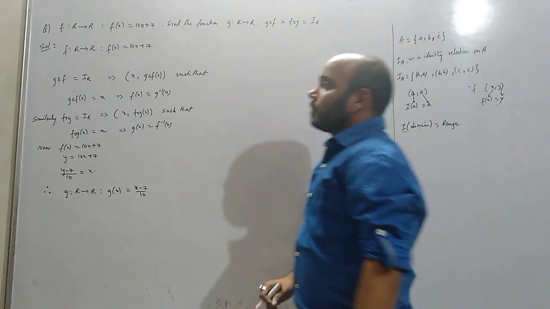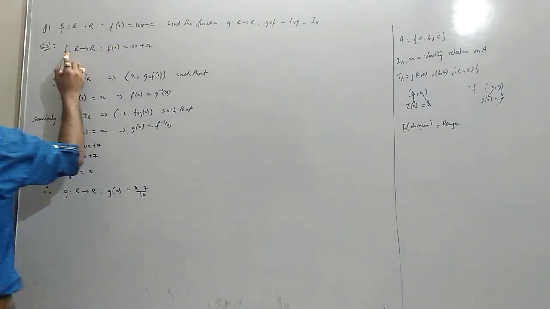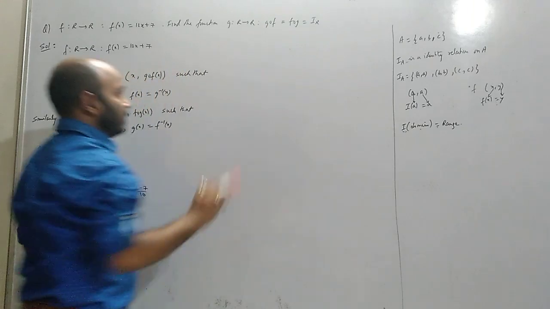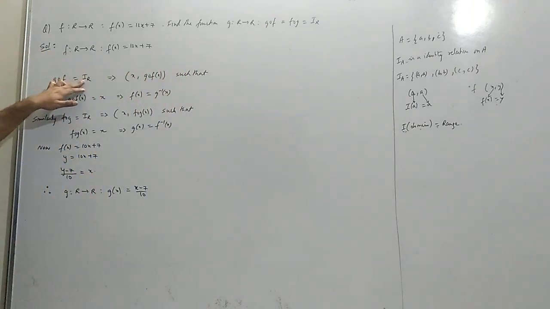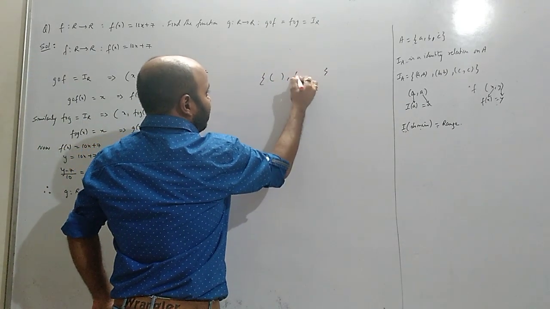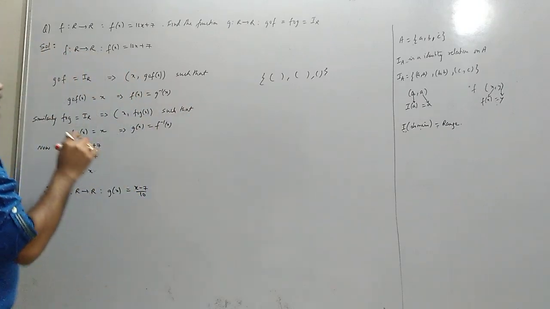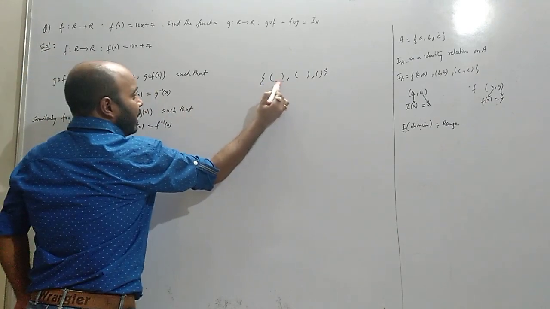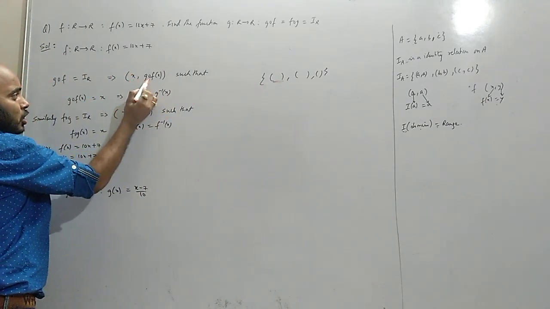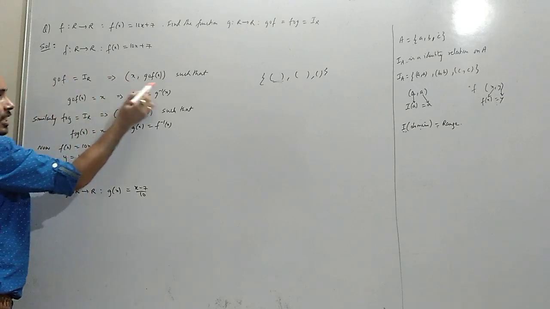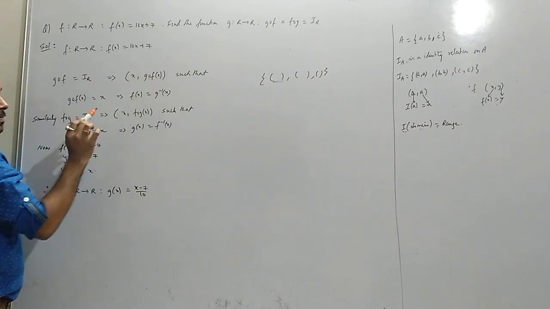Now see how to do the solution. f: R to R, I have written the whole thing. Now let's talk about it one by one. What is the meaning of this? If I say gof equals I_R, what's the meaning? gof is a set which contains ordered pairs, right? Now I can see from the question that gof is I_R. That means those ordered pairs must look like this: x comma gof of x. The ordered pair inside gof looks like this, x comma gof of x.